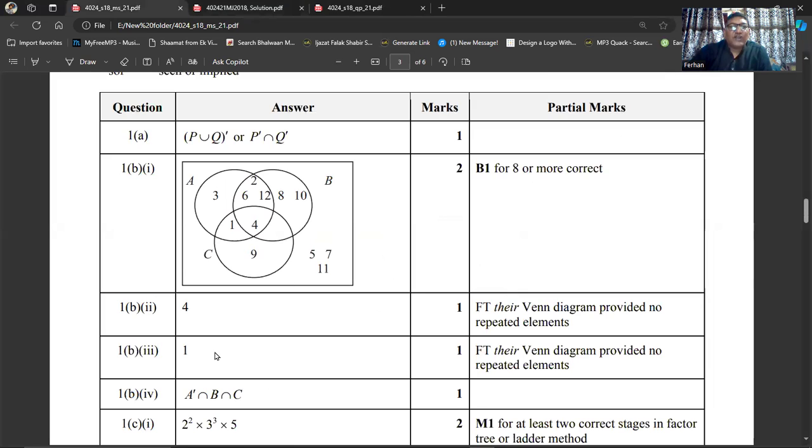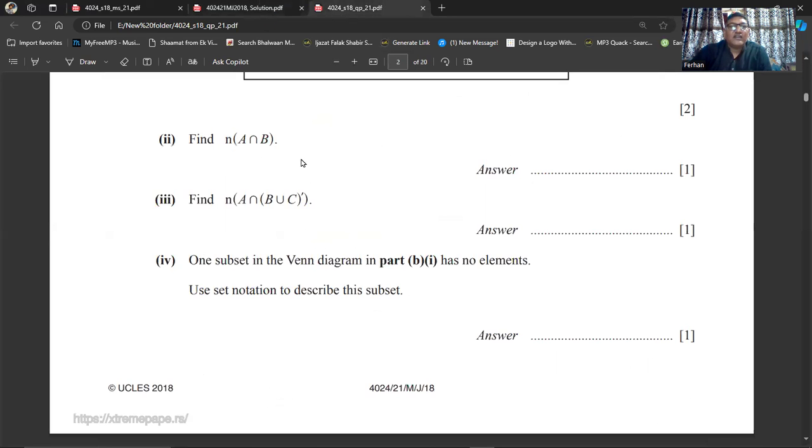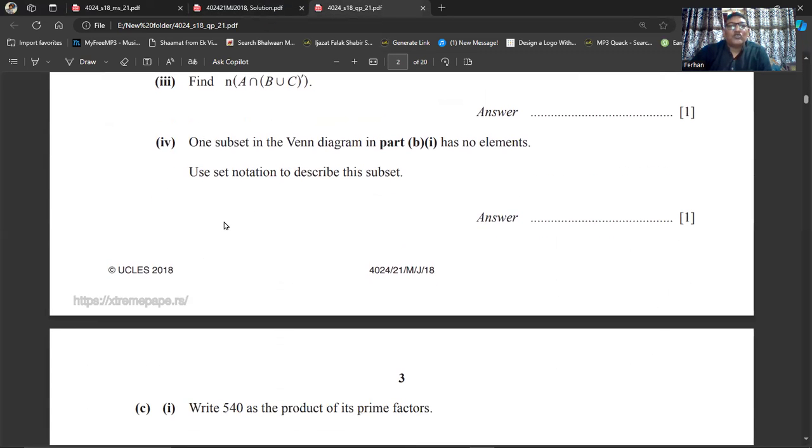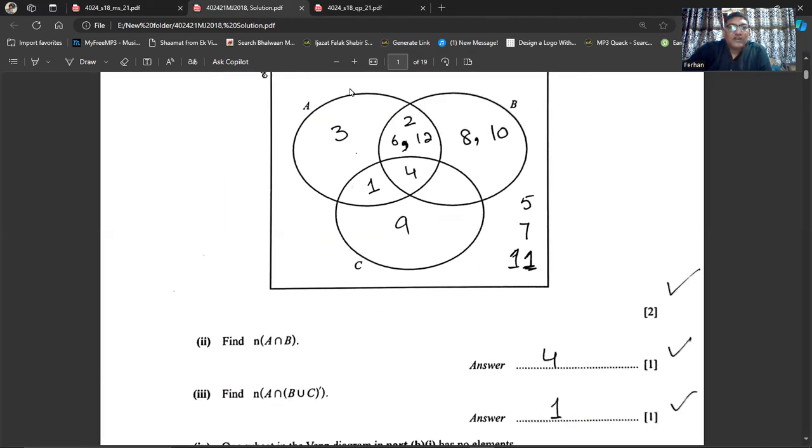Okay, so there is 1 member, good. And now we are going to the fourth part. He says, one subset in the Venn diagram in part B, second part has no element. So use set notation to describe the portion where there is no member.